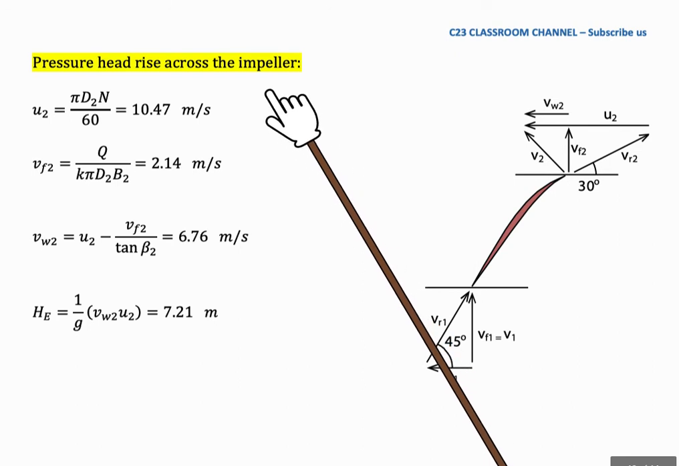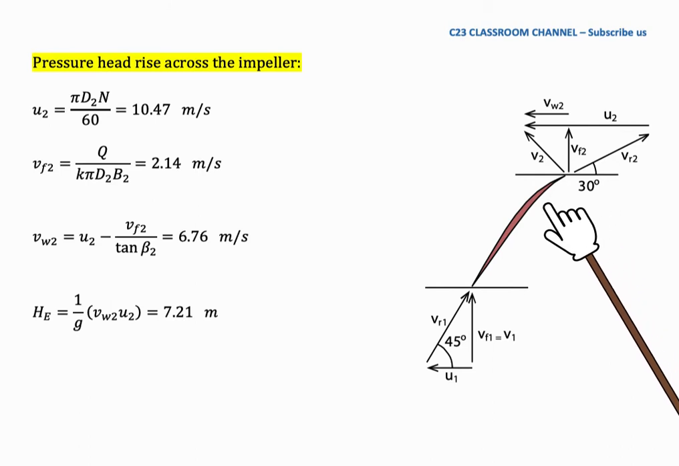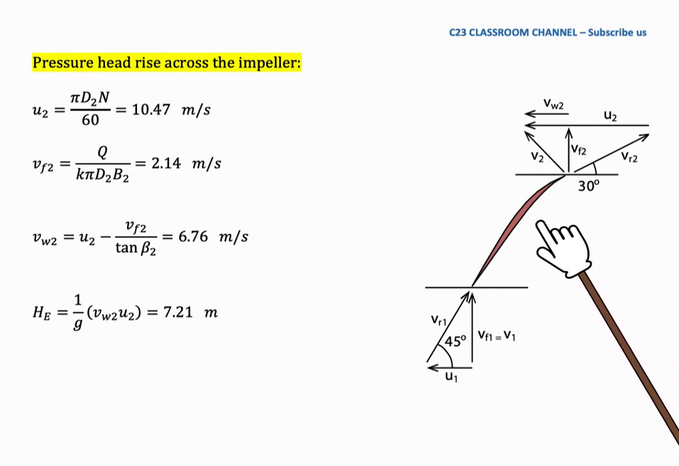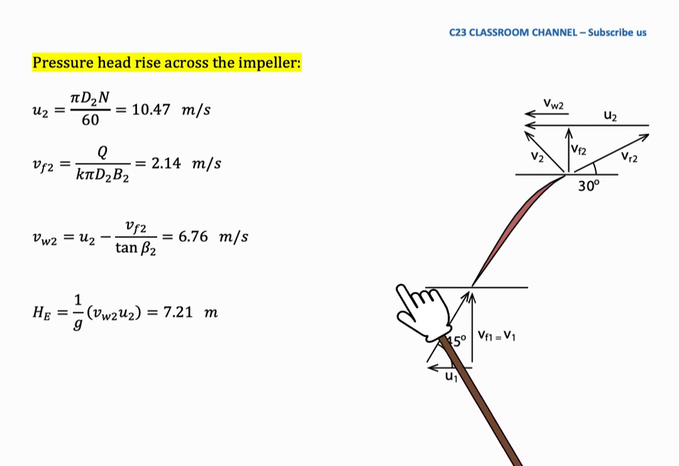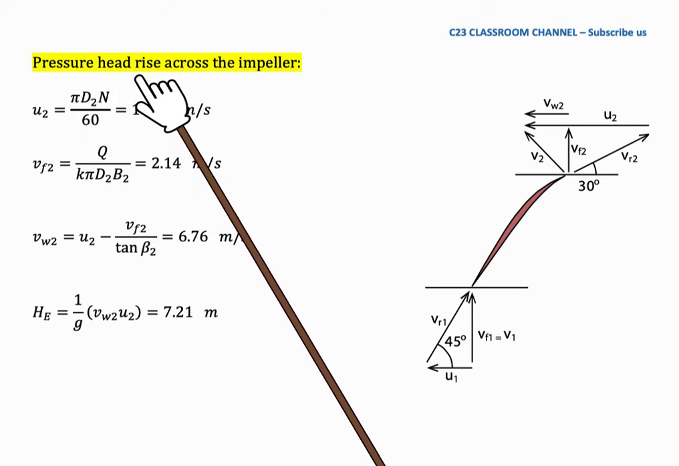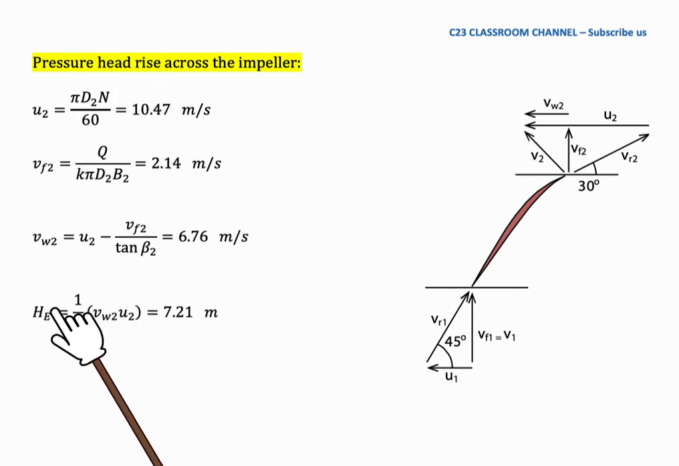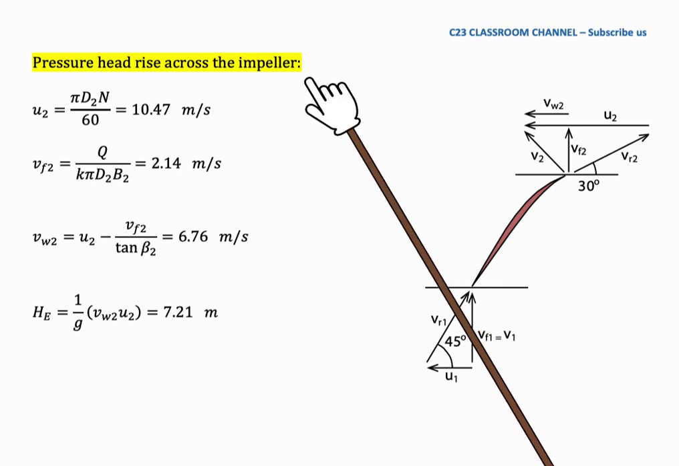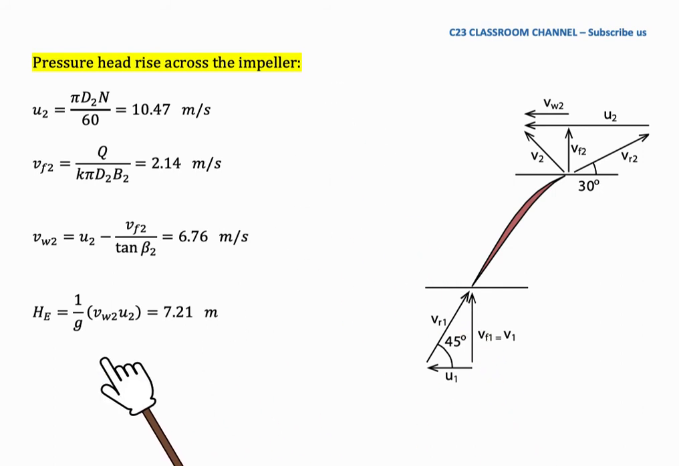Next, we need to calculate the pressure head rise across the impeller. So we have a blade here, and we need to calculate the pressure head difference from here to here. But the pressure head rise is equal to the Euler head. So in this question, we need to determine the value of the Euler head. We write down the equation of Euler head, and because there is no whirl 1 at the inlet, the equation can be simplified like this.